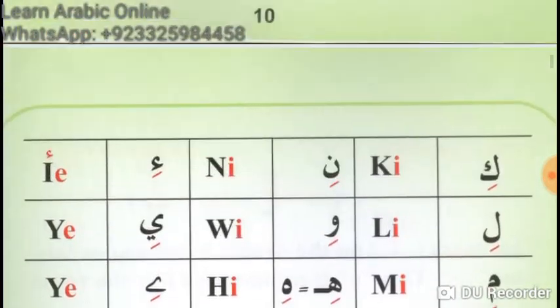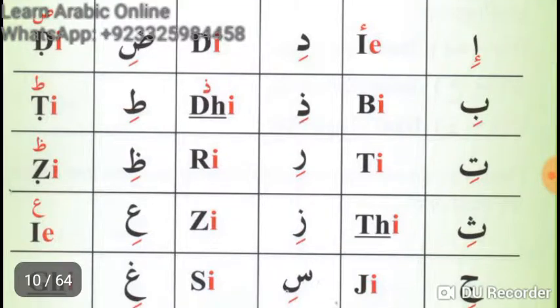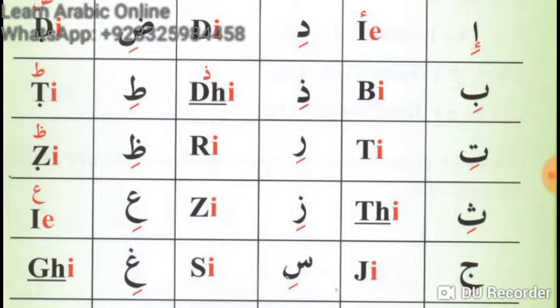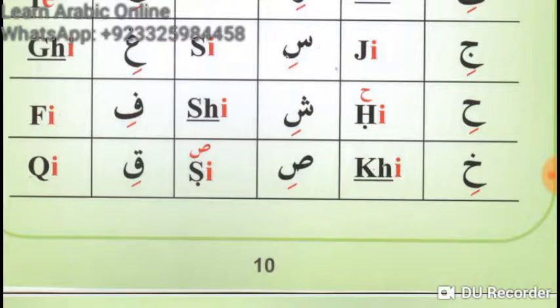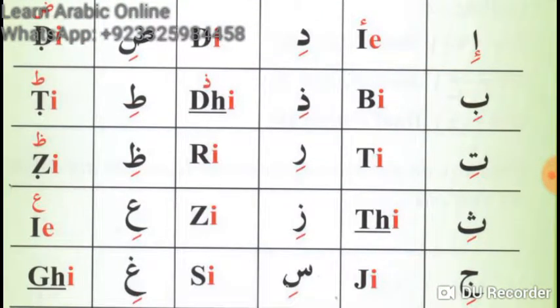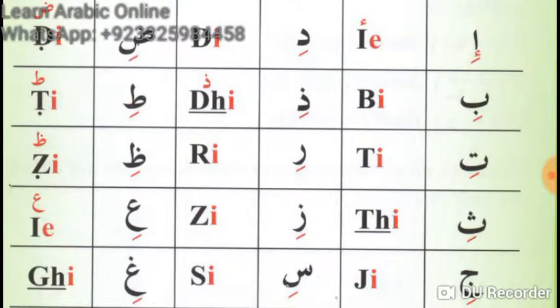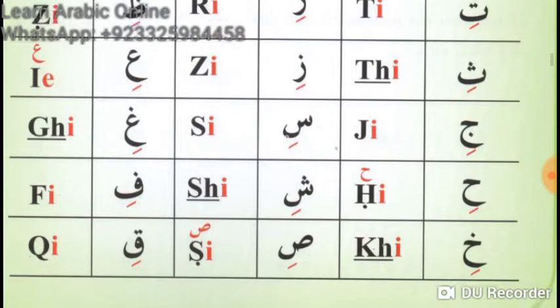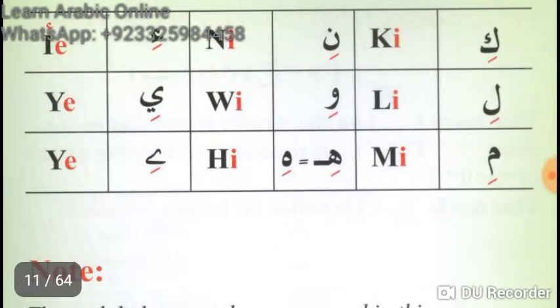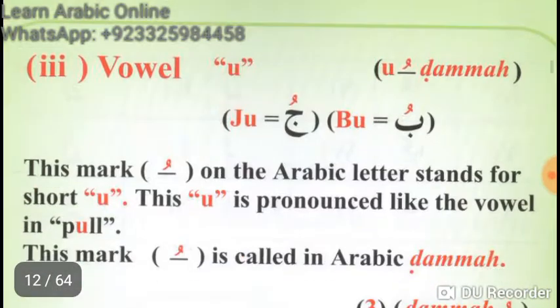Okay, good. Now read all these alphabets again, and this time read directly. E, Bi, Ti, Si, Ji, like this. Hi, Hi, Di, Zi, Ri, Zi, Si, Shi, Si, Di, Ti, Zi, Li, Mi, Ni, Wi, Hi, E, Yi. Good. On the next page, we have the last short vowel, which is called dhamma.